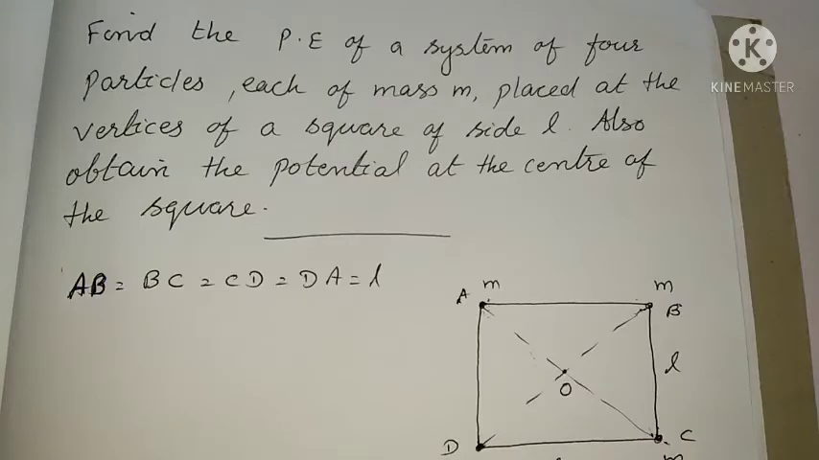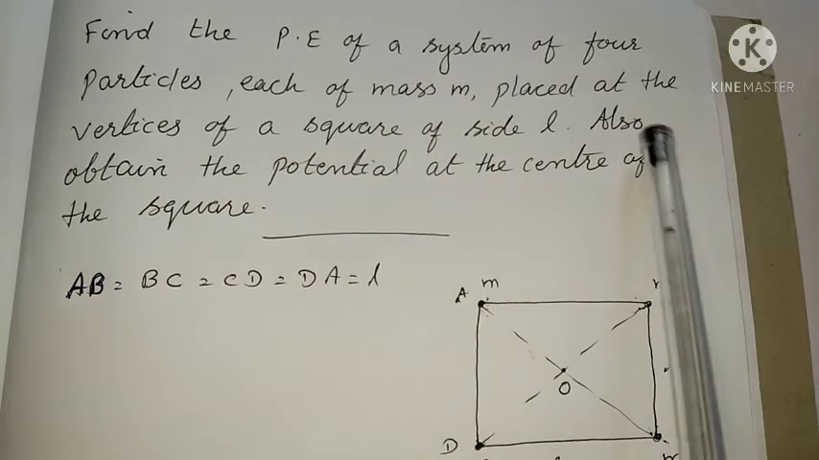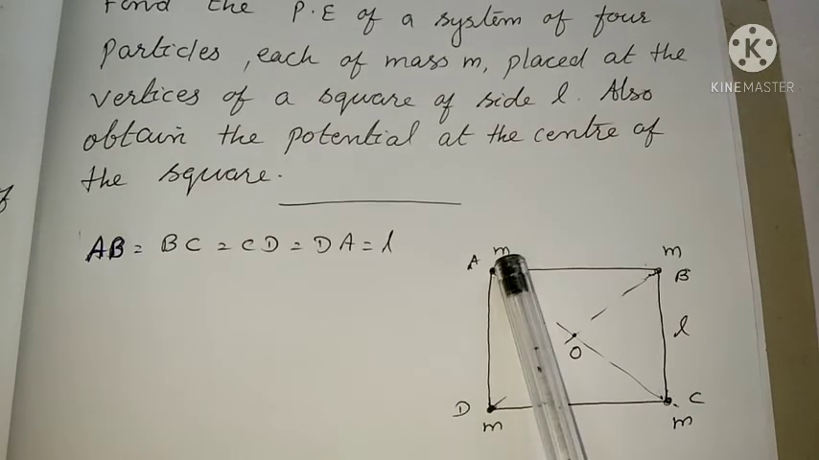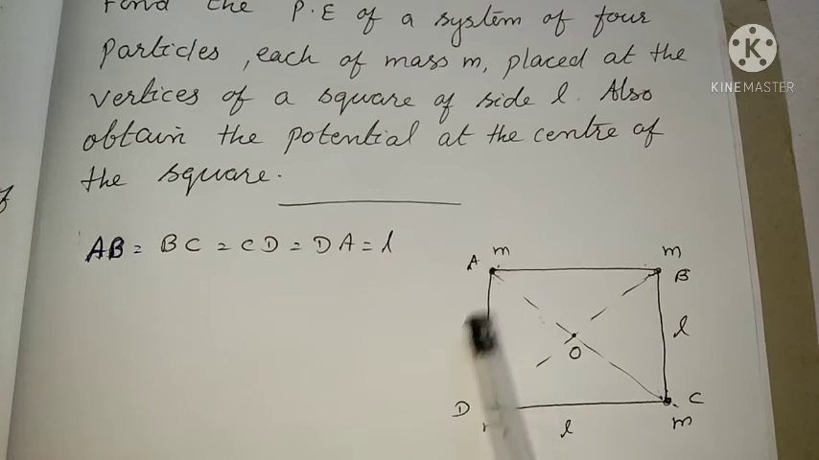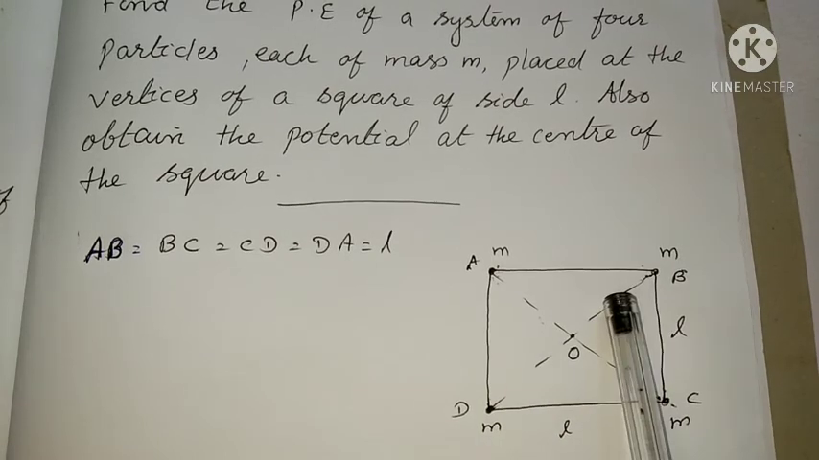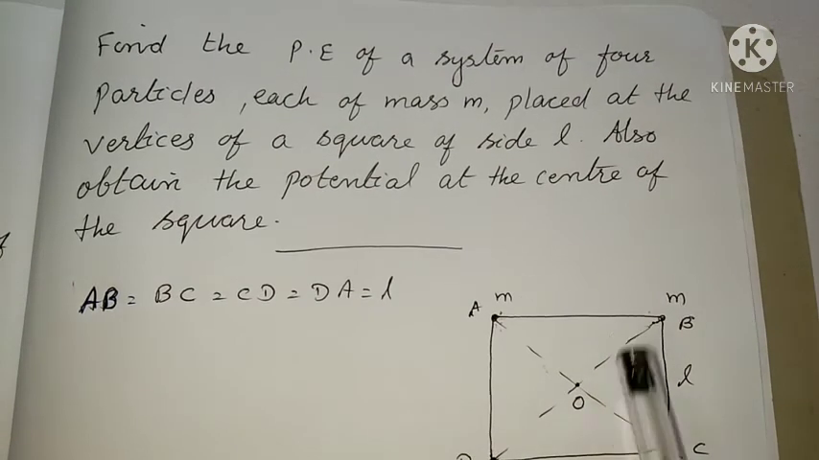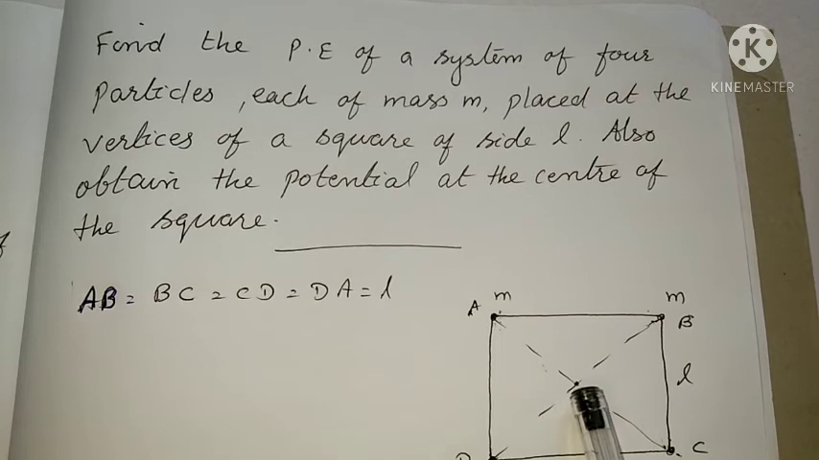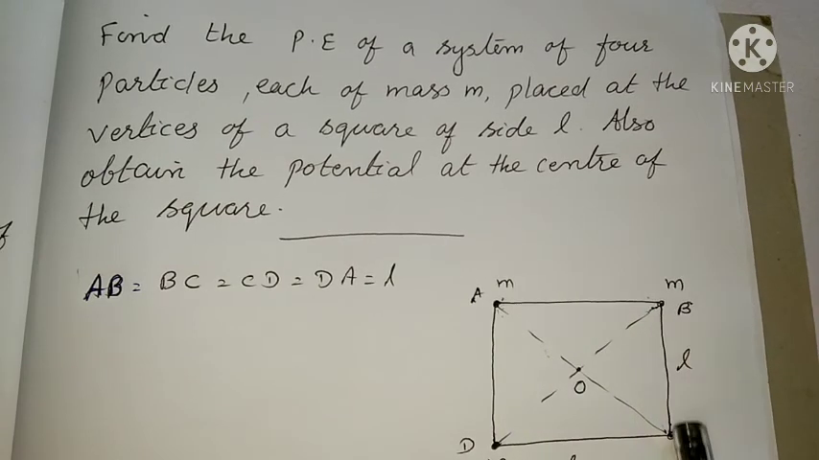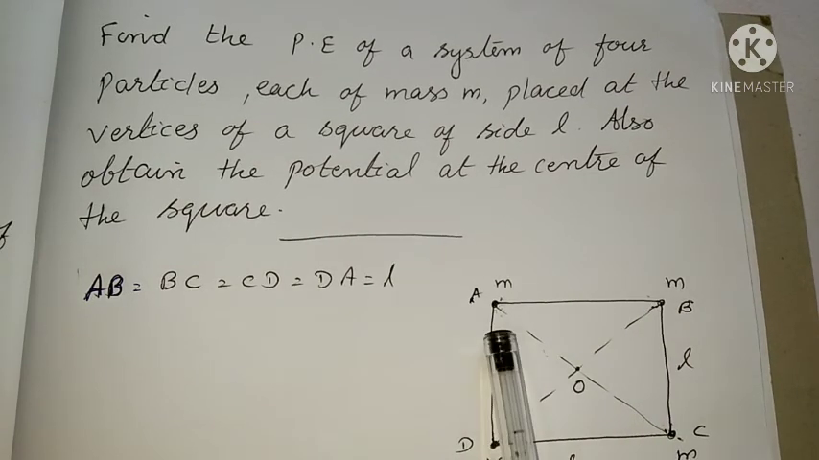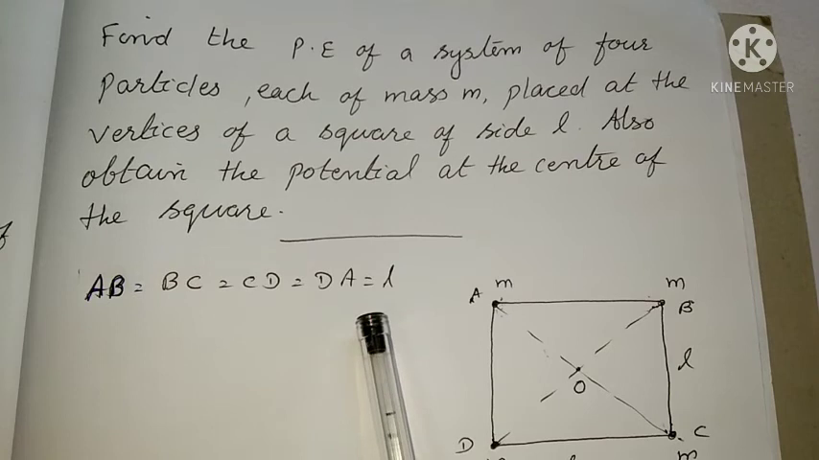Okay. Second numerical: find the potential energy of a system of 4 particles, each of mass m, placed at the vertices of a square of side L. Also obtain the potential at the center of the square. So before that, first you want to write the sides AB equal to BC equal to CD equal to DA equal to L. That is given in the question.